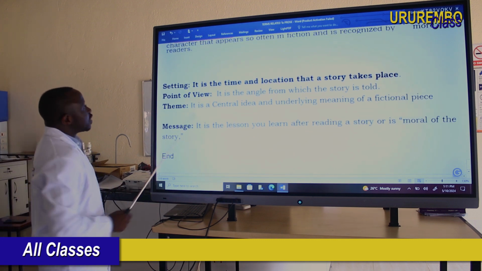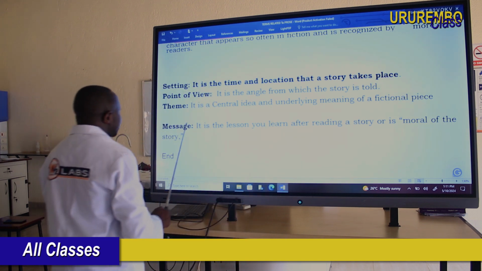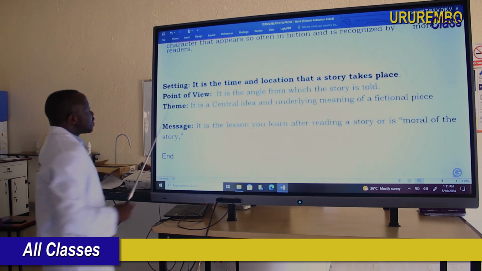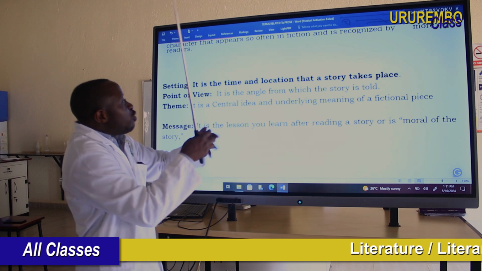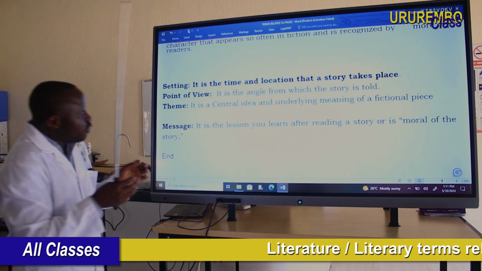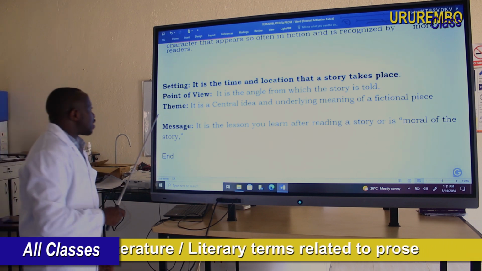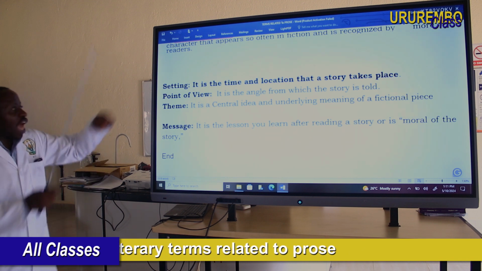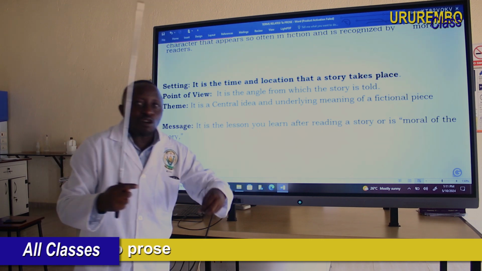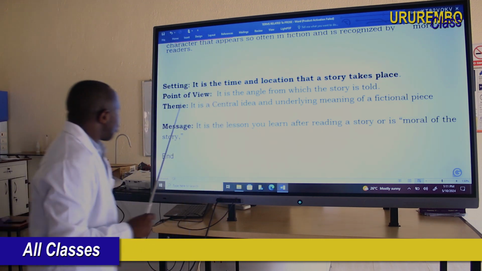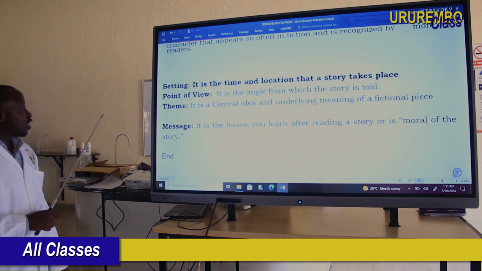What is the setting? The setting is the time and the location in which the story takes place. Then what is the point of view? Point of view is the angle from which the story is told. You have the first person, the second, and the third. The first is shown by using I. It means the narrator is also involved in the story. And we also have the theme.